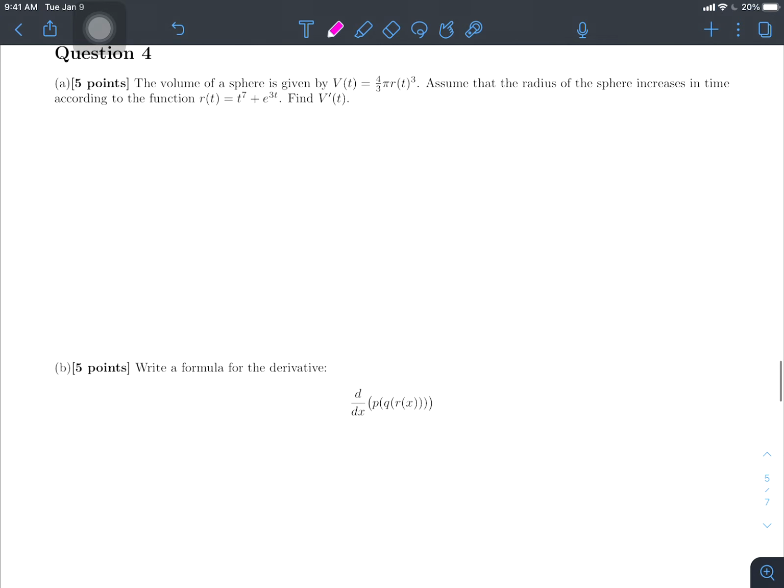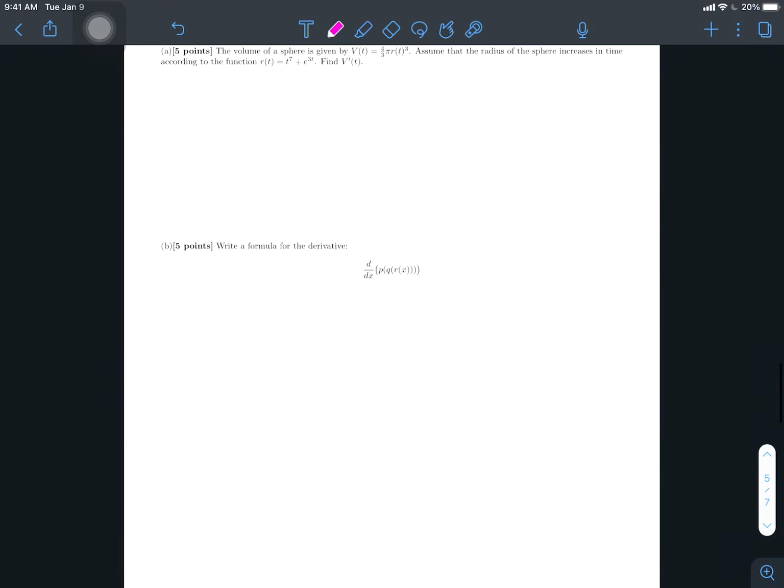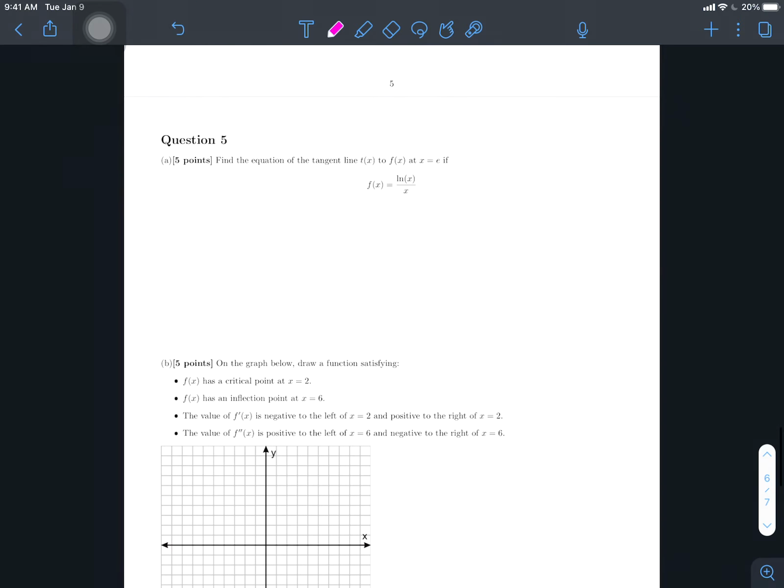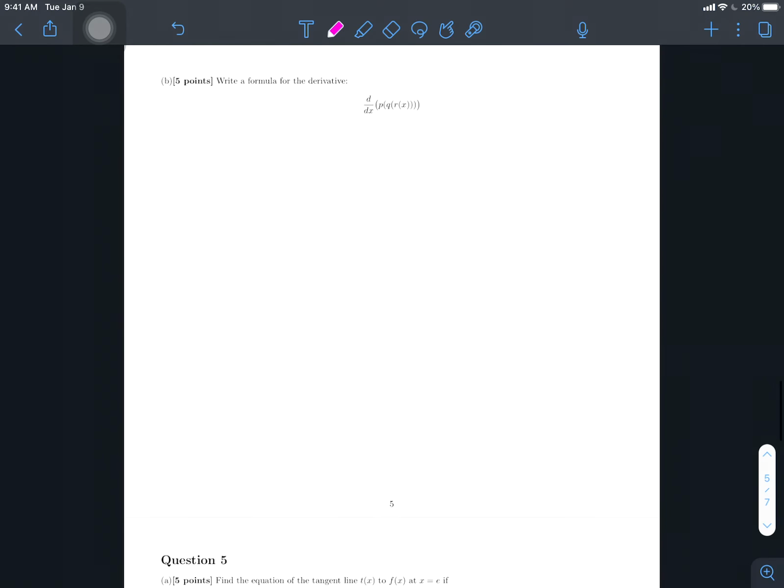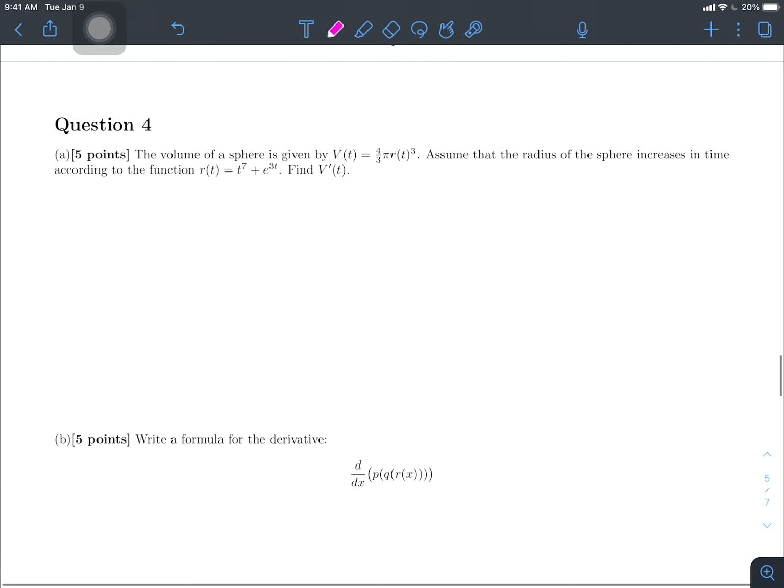Okay, question 4. Maybe one of the harder questions on this big practice exam. So we have the volume of a sphere given by v of t equals 4/3 pi r cubed, but r is also a function of t. We're supposed to assume that the radius of the sphere increases in time according to the function r of t equals t to the 7 plus e to the 3t.